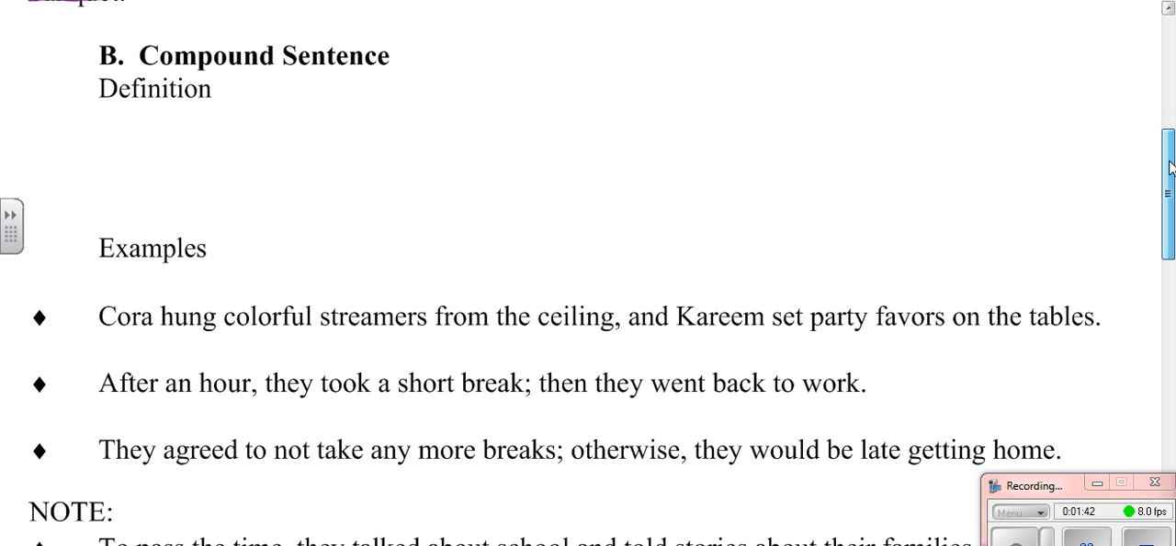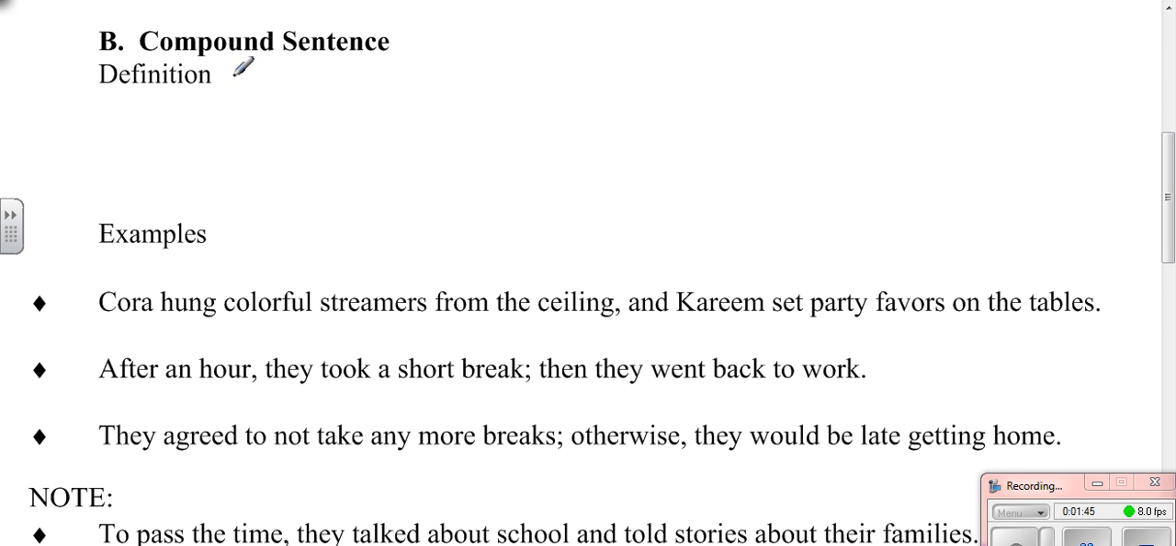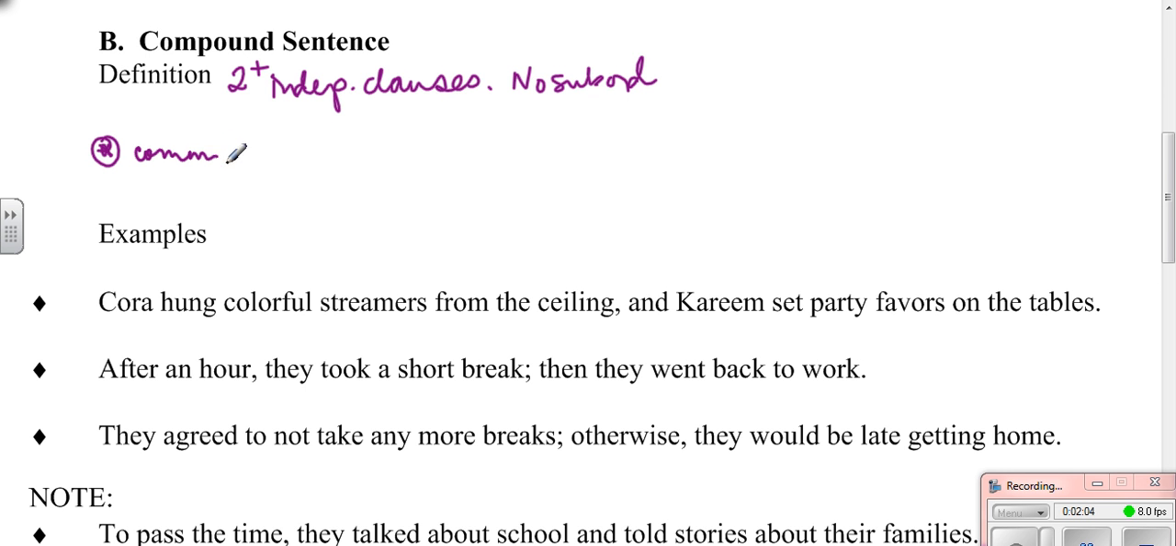Now when we get to a compound sentence, this is where we get two or more independent clauses. But we still have no subordinate clauses in this. Now, it's going to be important to remember how we join compound sentences. Remember, we can join them with a comma and a FANBOYS conjunction: for, and, nor, but, or, yet, so. We can join them with a semicolon and some other sort of conjunction or just a semicolon. So those are the things that you are going to want to watch for.